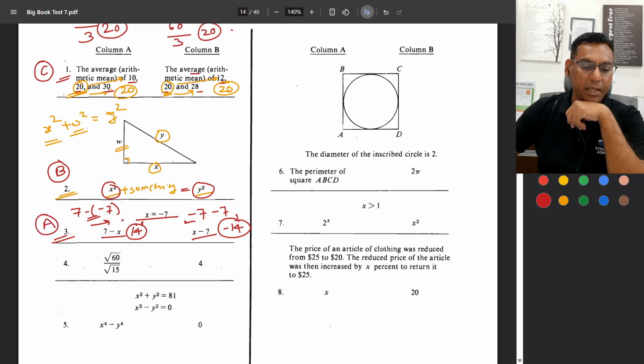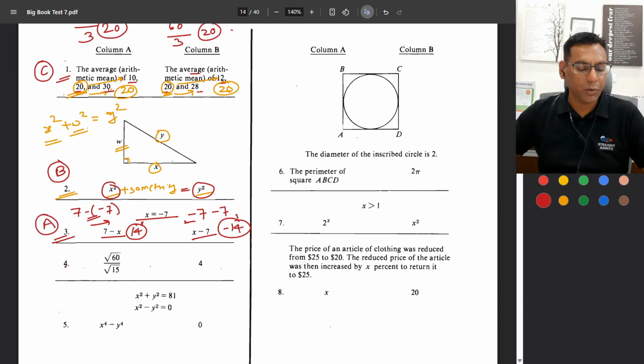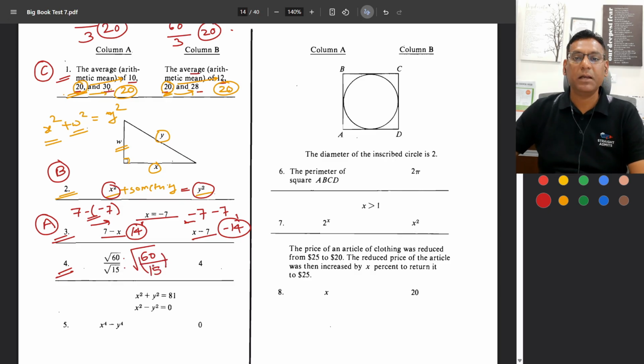Answer choice A. 14 is greater than minus 14. Okay. Question 4, root 60 by root 15. Because both of them are under root, I can also put them under root together like this. So that means, let me do this first. 60 by 15 is 4. So essentially I'm talking about root 4 here.